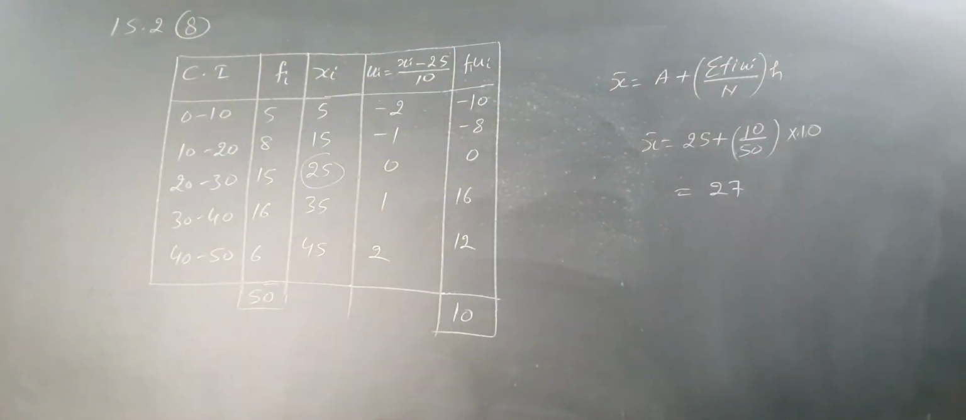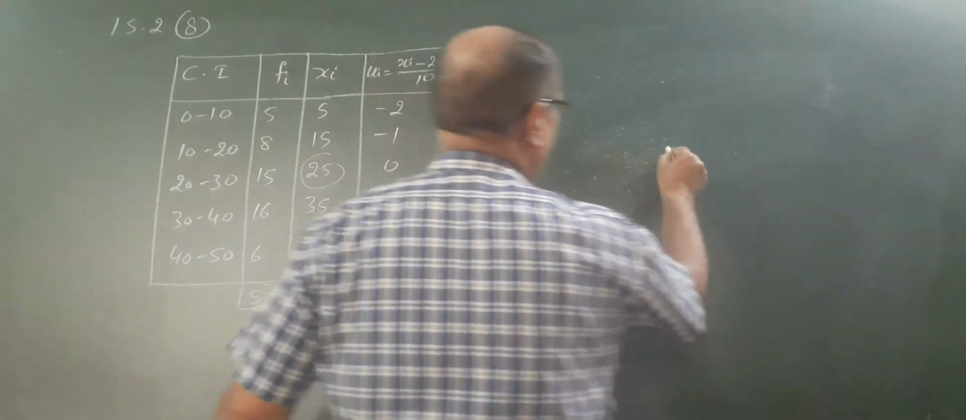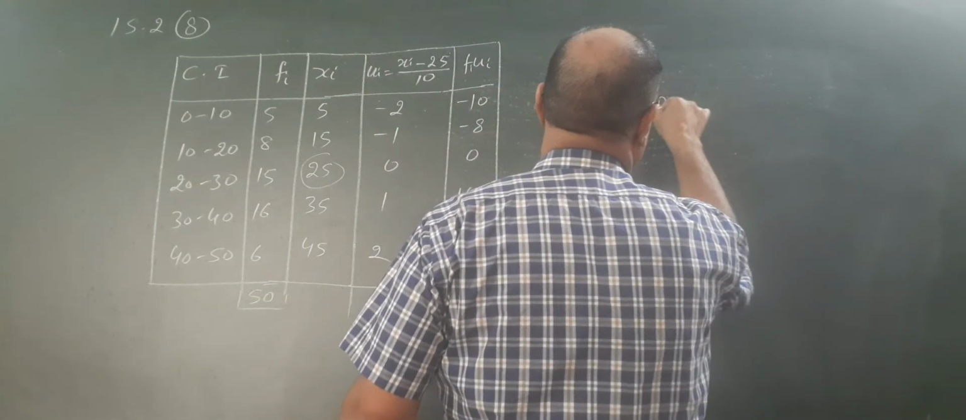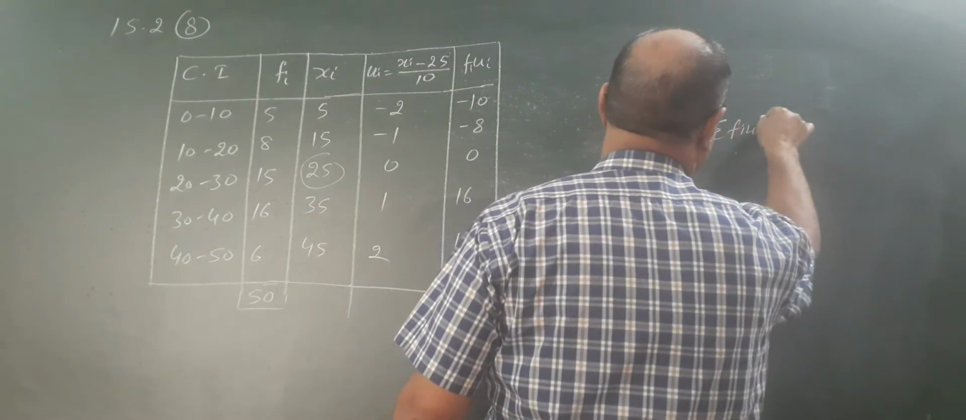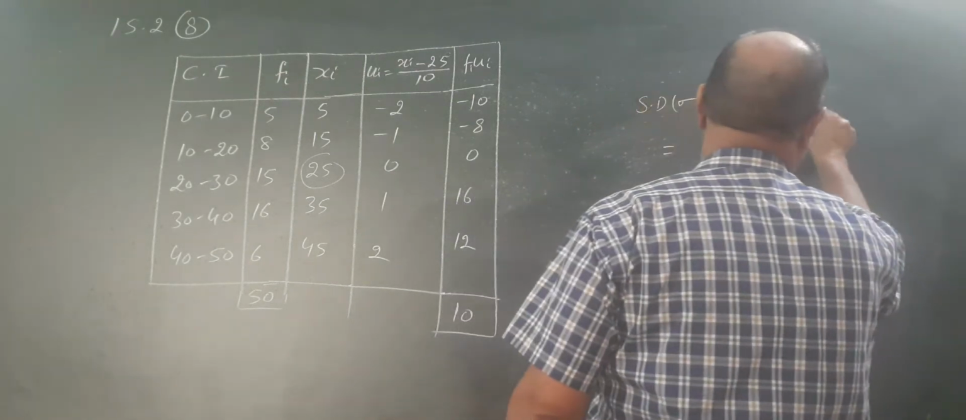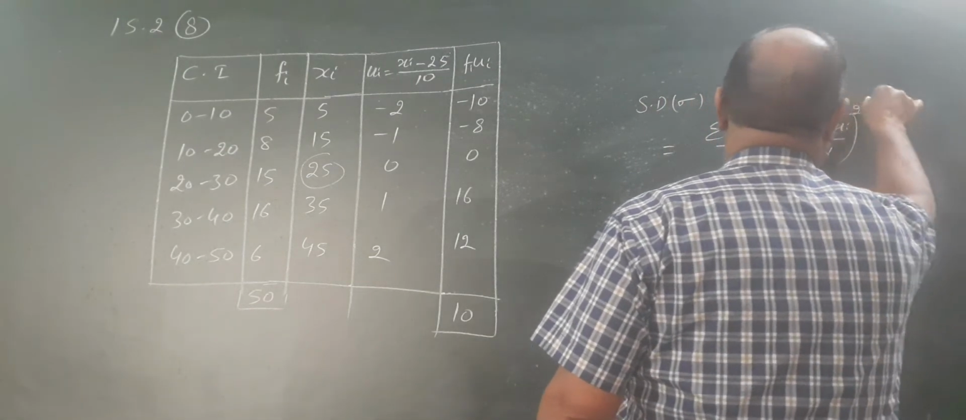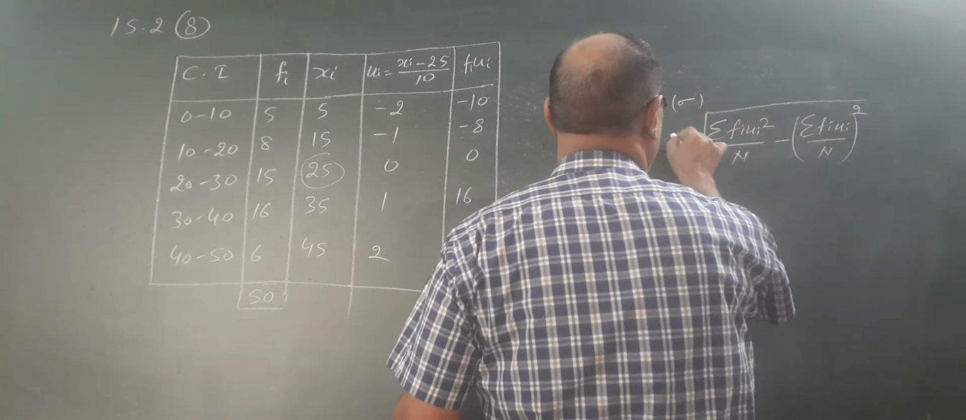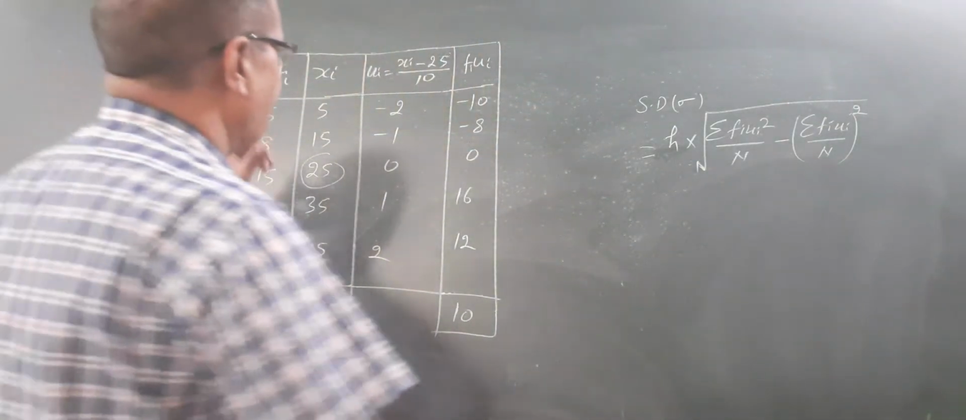Now after getting the mean, we have to find its SD. Now how do we prepare the columns for SD? First of all, I will write the formula for SD. The relation for SD, that is sigma, is equal to the square root of sigma fi ui square upon n minus the square of sigma fi ui upon n, multiplied by h. Multiplied by h, that is outside the root, that is h, the height of interval. So students, we need ui square.